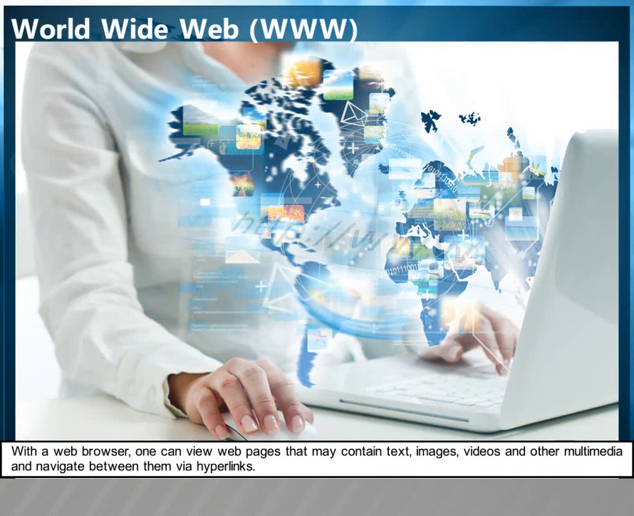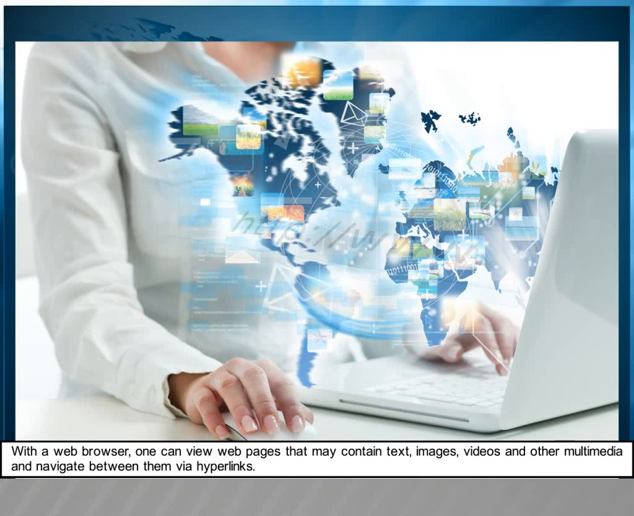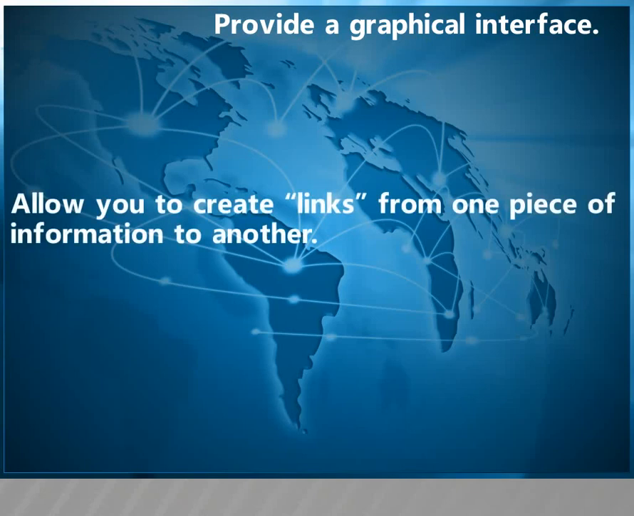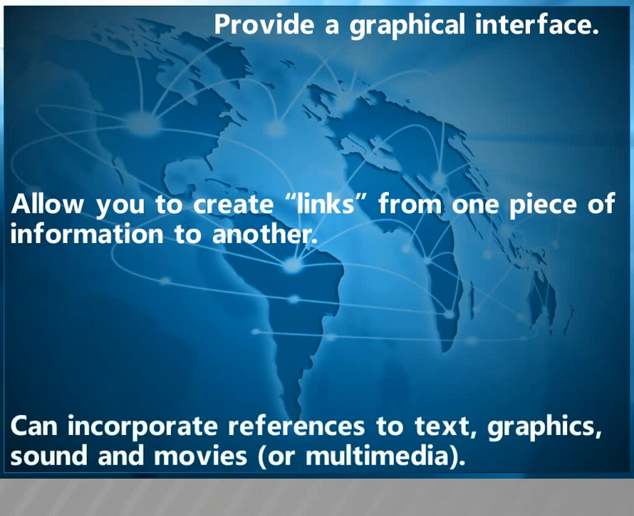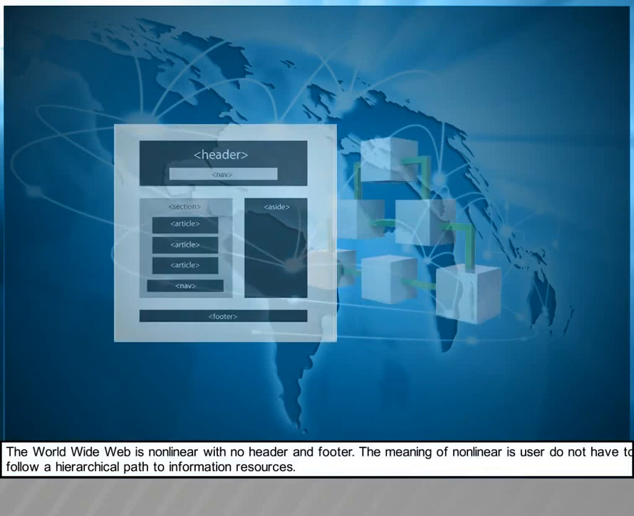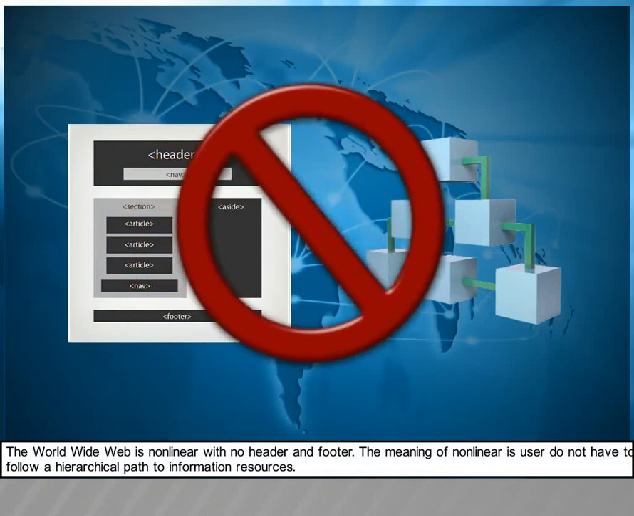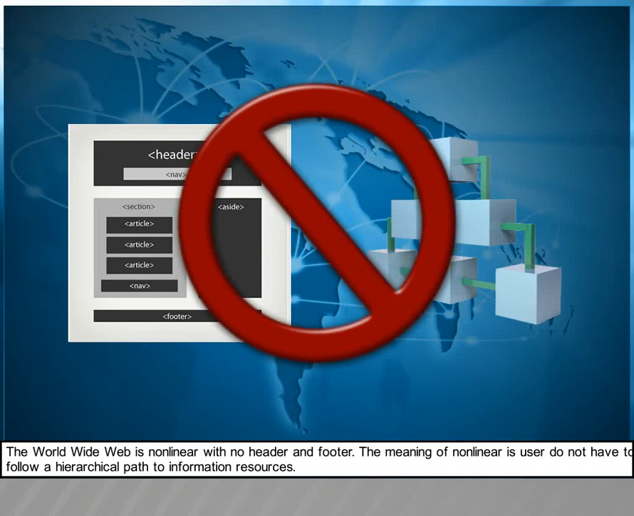With a web browser, one can view web pages that may contain text, images, videos, and other multimedia and navigate between them via hyperlinks. They provide a graphical interface, allow you to create links from one piece of information to another, and can incorporate references to text, graphics, sound, and movies or multimedia. The World Wide Web is non-linear with no header and footer. The meaning of non-linear is users do not have to follow a hierarchical path to information resources.